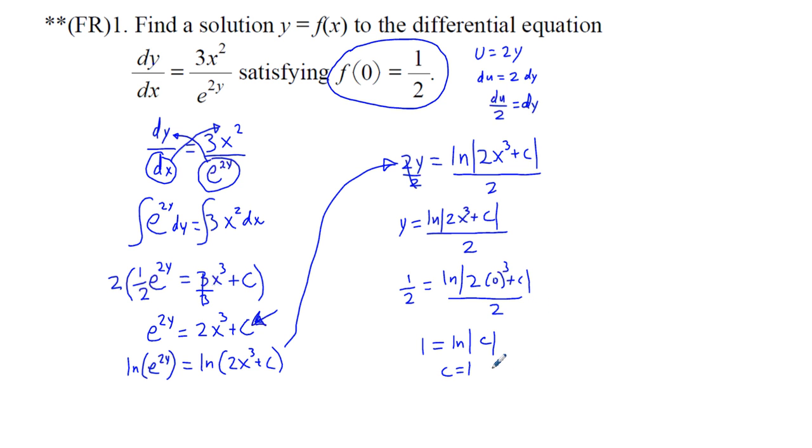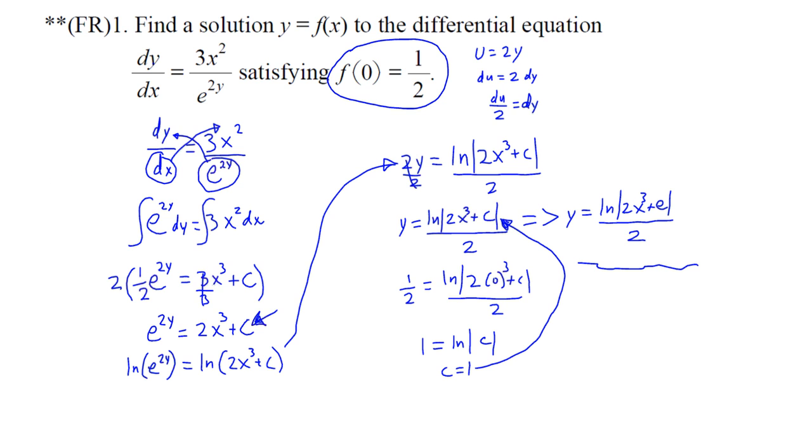The last thing we're going to do is take the equation, the first one we solved, and plug it back in. Working to the right, we have y is equal to the natural logarithm of the absolute value of 2x cubed plus e, all over 2. And that's going to be our particular solution. So we have solved the separable differential equation according to the steps.